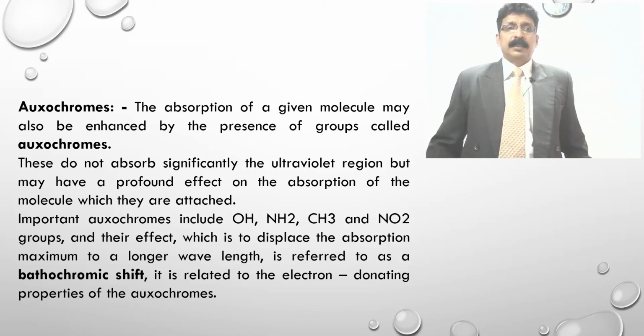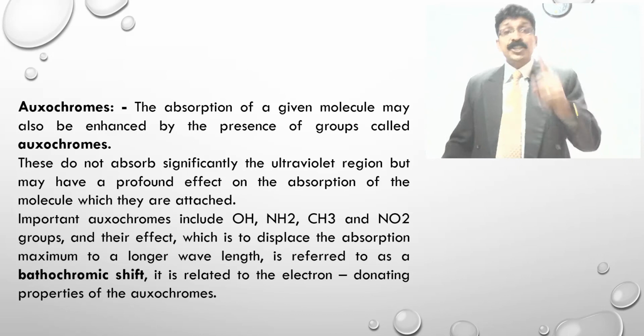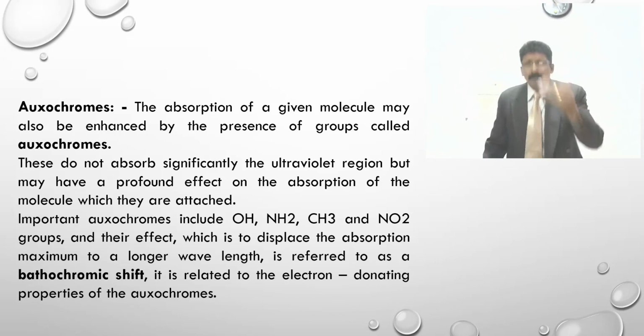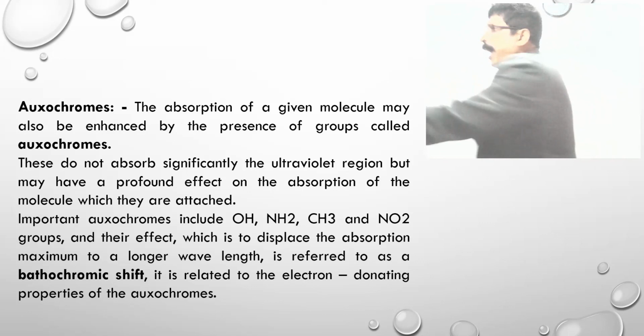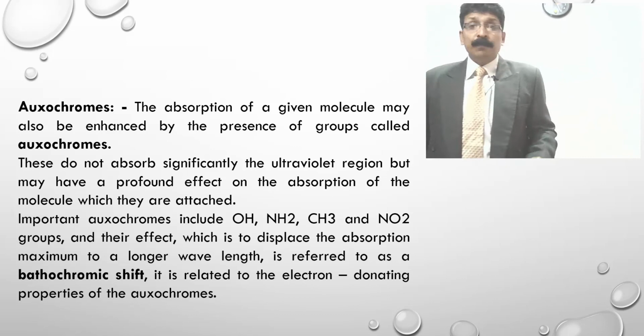Important oxochromes include OH, NH2, even CH3 and NO2 groups, and their effect, which is to displace the absorption maximum to a longer wavelength, is referred to as bathochromic shift. What do you mean by bathochromic shift? Suppose a molecule absorbing at 215 nanometers is shifted to 250 or 280 nanometers by the presence of OH, NH2, or CH3 as an oxochrome; that is called bathochromic shift.